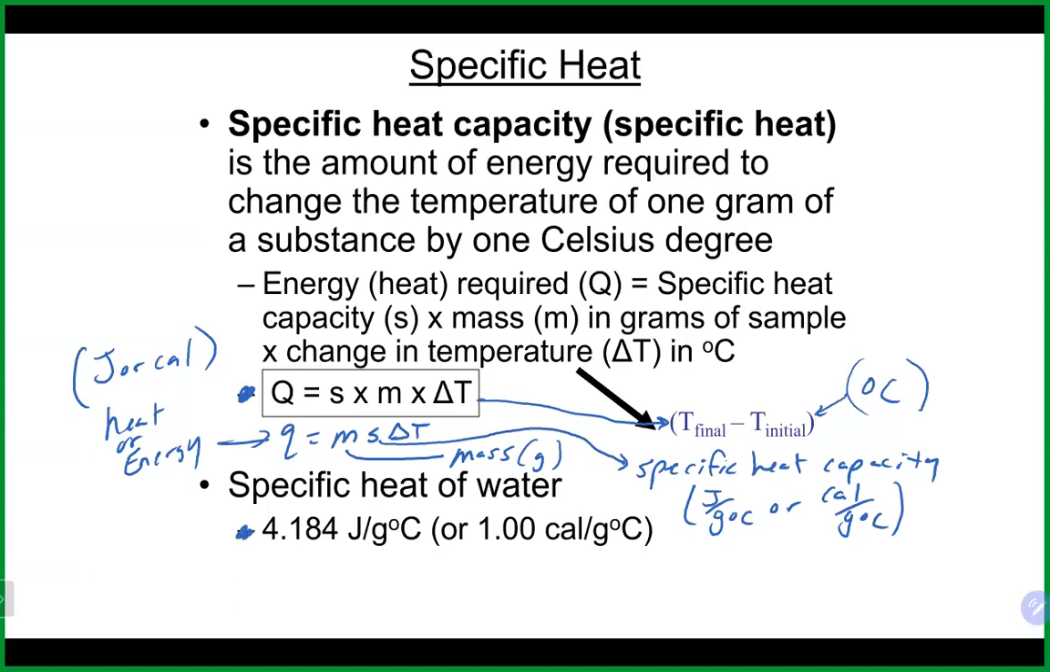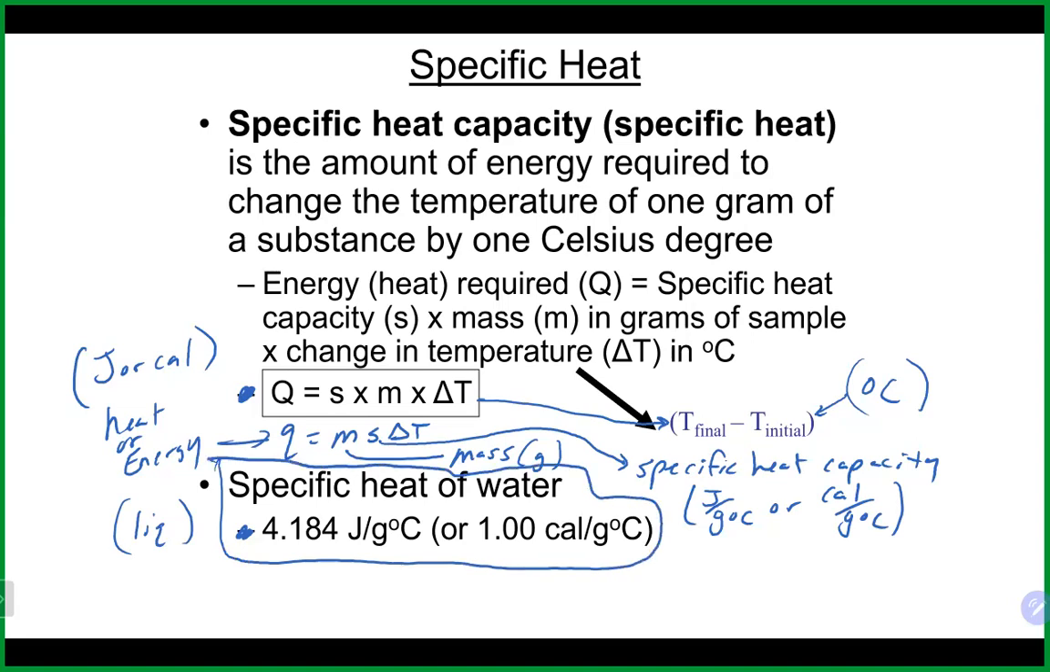The specific heat capacity of water, which is a value that you should know, is 4.184 joules per gram per degree Celsius, or 1 calorie per gram per degree Celsius. This is really for liquid water, by the way. Specific heat capacity for ice or steam is actually different, about 2 joules per gram per degree Celsius. So it does matter in the case of water what state you're in, but most of the time you're in the liquid state, and we use the 4.184. So you definitely should know this.